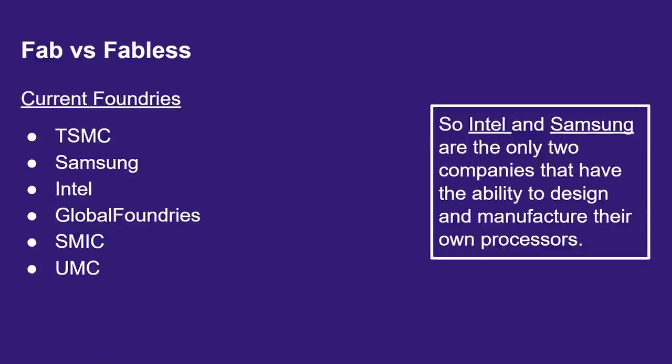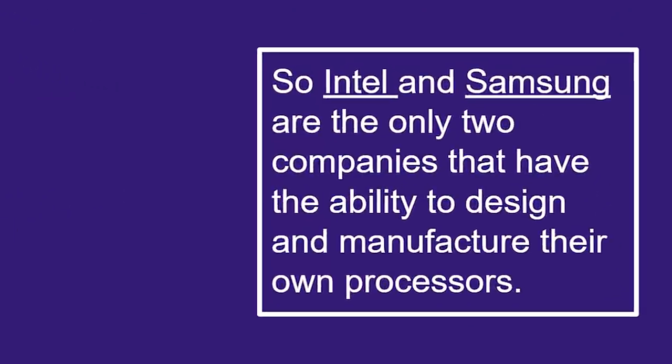So if you look at that list, Intel and Samsung are the only two companies that can technically design their own processors and then manufacture them. Other companies have to design them, and then they work with a manufacturer to actually physically produce those microprocessors.